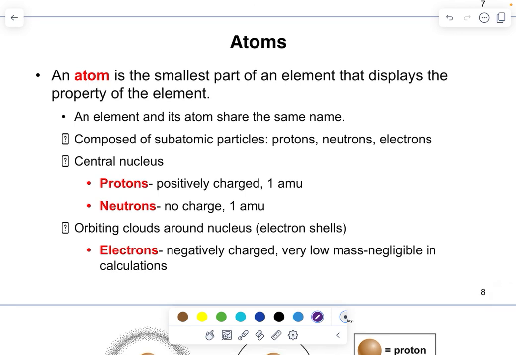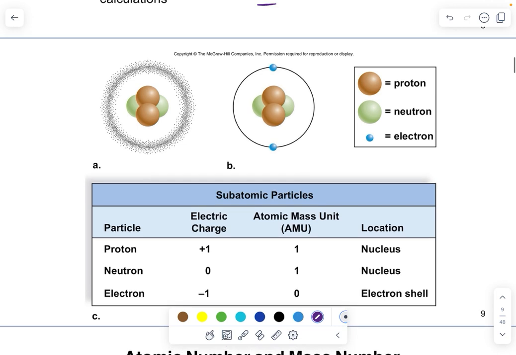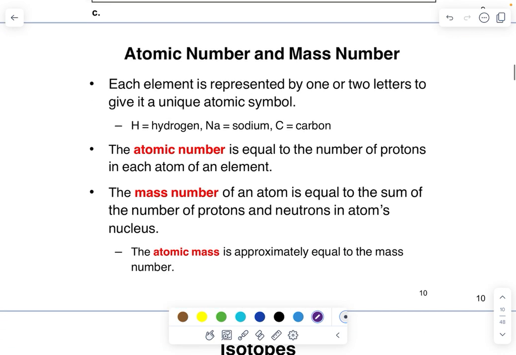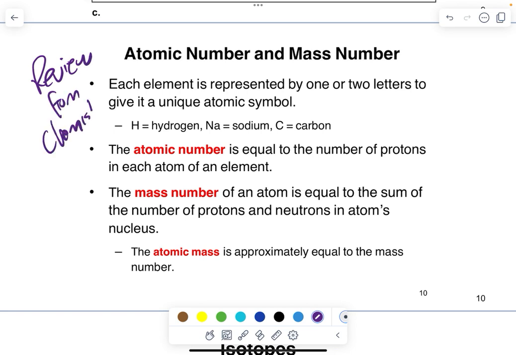And so an atom is the smallest part of an element that displays the property of an element, and an element and its atom share the same name. Protons, of course, have positive charge, neutrons are neutral, and electrons are negative. You can see right here is proton 1 and then a neutral charge, okay? Atomic number, this is all review from chemistry. The atomic number is equal to the number of protons. The mass number is protons and neutrons, and atomic mass is equal to the mass number, okay?